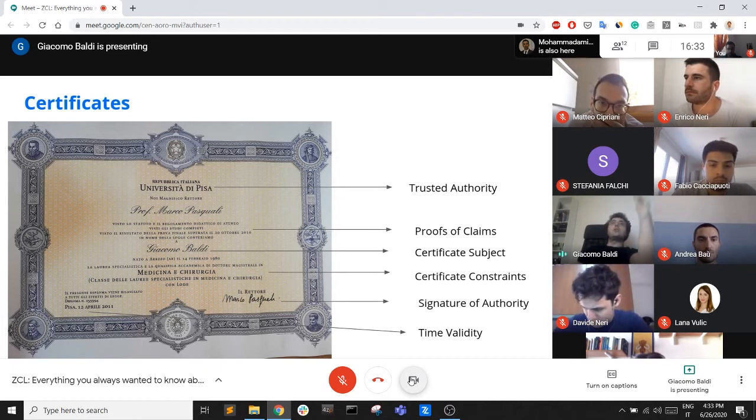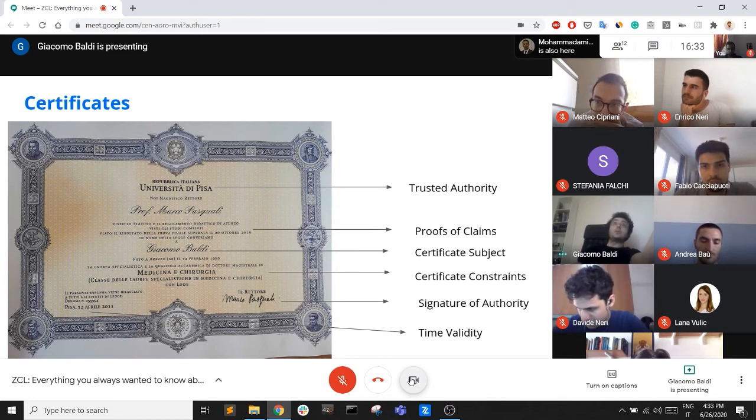There is the Magnifico Rettore, Professor Marco Pasquale at the time, that was trusted, because he was the head of the university. Then there is the university, which is an institution that gave Professor Marco Pasquale the power to issue this certificate to me. And there is the Repubblica Italiana, the Italian state, the Italian Republic, that gave the power to the University of Pisa to give the power to Professor Marco Pasquale to issue a certificate of medicine to me. So the first thing that you see here is who are the authorities that allow me to trust this certificate.